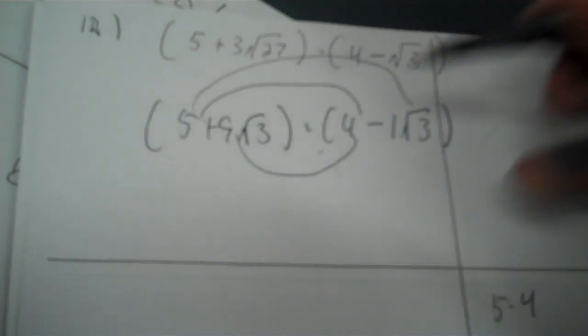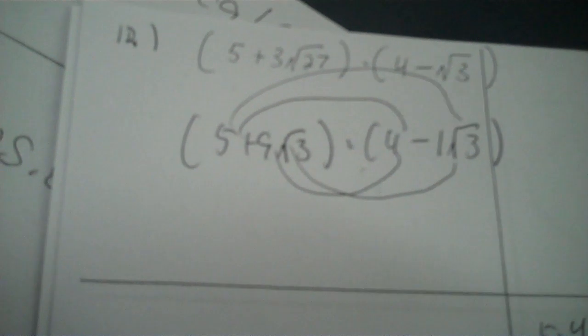So before we FOIL, rewrite that one. 5 plus 9 radical 3 times 4 minus 1 radical 3, and now I can FOIL. So 5 times 4, 5 times negative 1 radical 3. It's like there's an x connected to it. 9 radical 3 times 4, and 9 radical 3 times negative 1 radical 3. So 5 times 4 is 20. 5 times negative 1 is negative 5 radical 3.